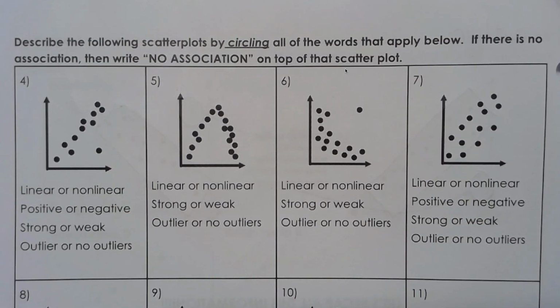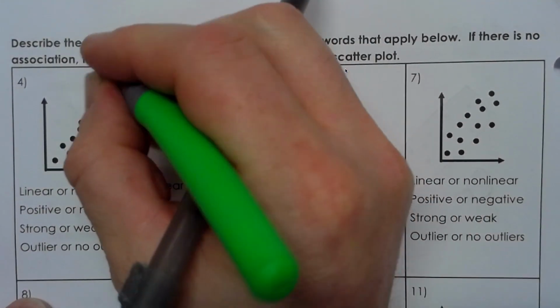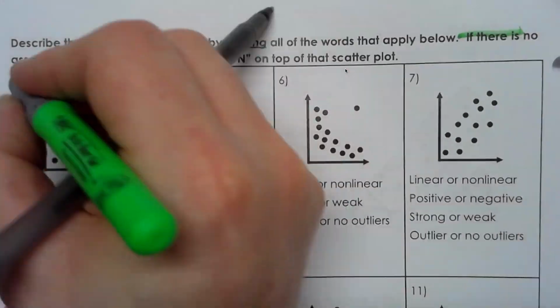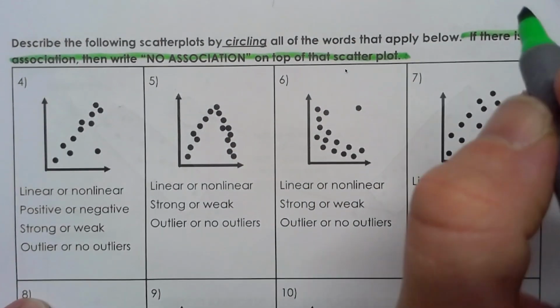Have a great afternoon. Describe the following scatter plots by circling all of the words that apply below. If there's no association, then write no association on top of the scatter plot. Make sure you guys pay attention to this one. If there's no association, write no association on the top of the scatter plot. Okay? Don't circle anything else.